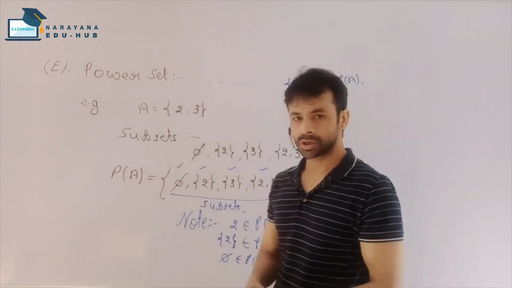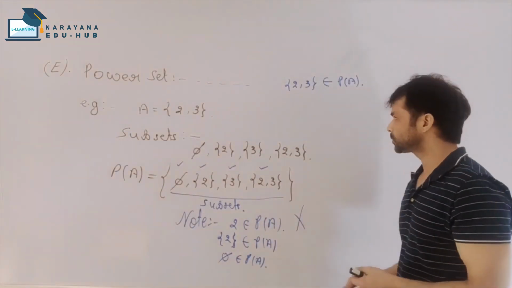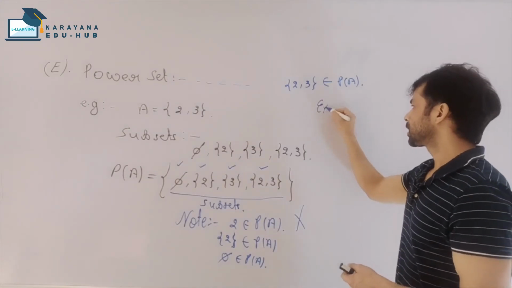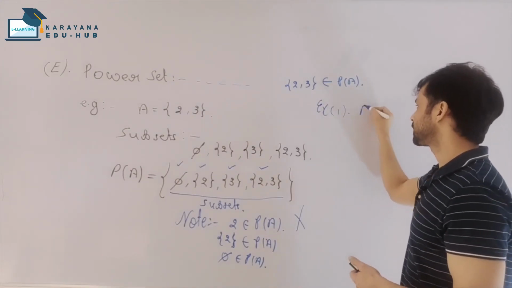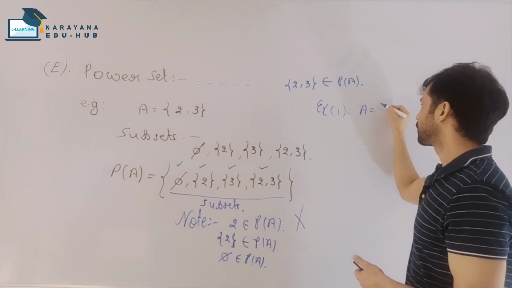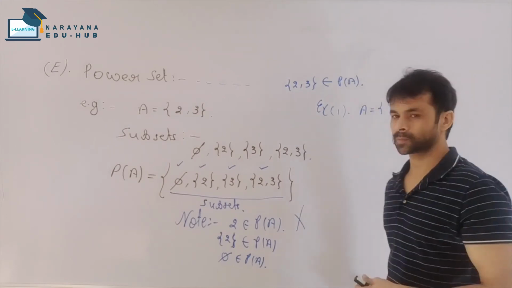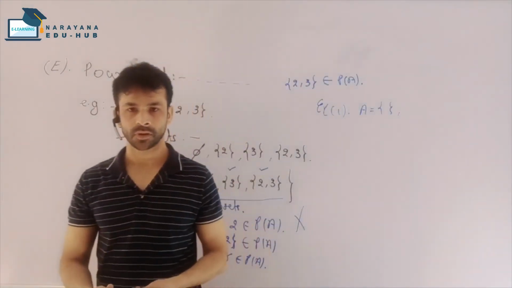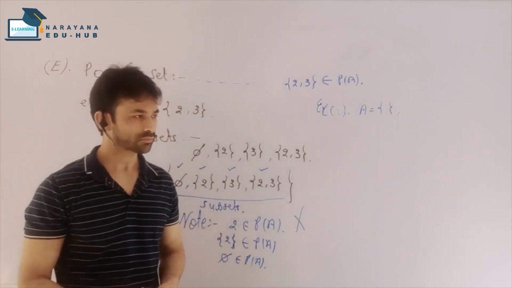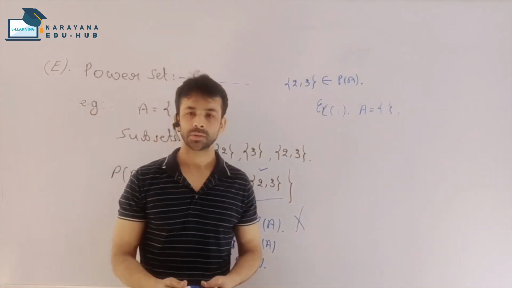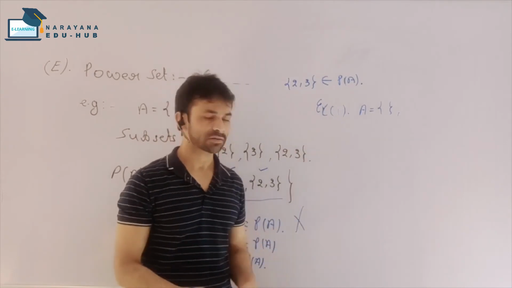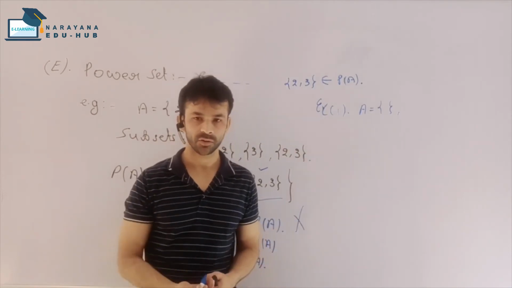Right. So we can have some example. We can have this very first example. Let's say A is phi set. Then write the power set. Okay, write the power set. Just 30 seconds you take and write the power sets. You can pause the video for a moment.